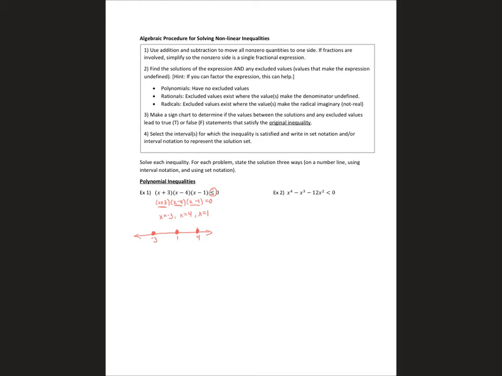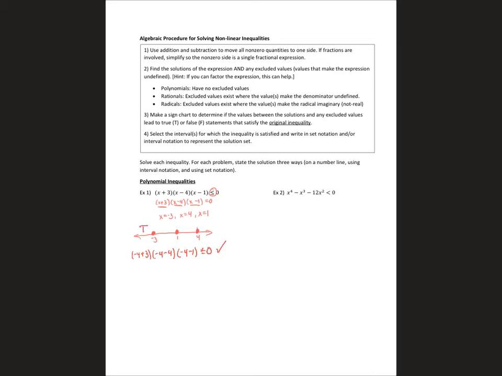Now, to figure out which intervals are included in this given inequality, we're going to have to make our sign chart, which is step 3. So I'm going to start all the way on the left with this first interval from negative infinity to negative 3. To test whether or not this is a part of my solution set, I'm going to pick a point within this interval. So something between negative 3 and negative infinity would be negative 4. So I'm going to plug negative 4 into this original inequality. Negative 4 plus 3 times negative 4 minus 4 times negative 4 minus 1 has to be less than or equal to 0. And if you do the math, that is true.